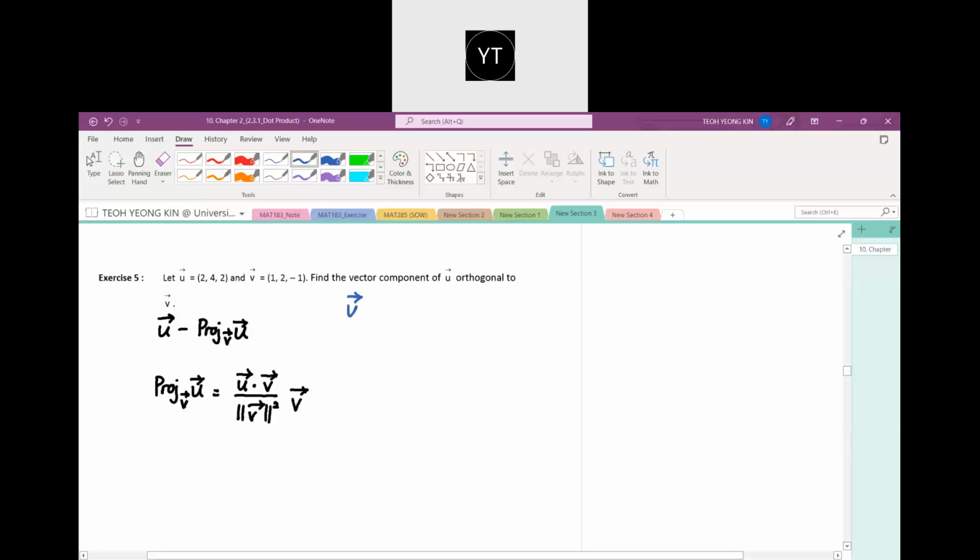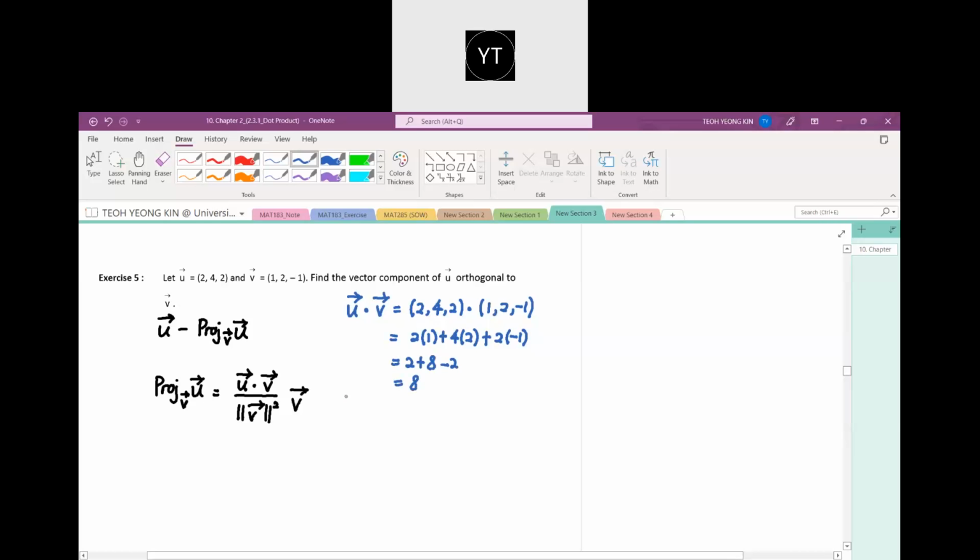The dot product of vector u and vector v. So vector u is (2, 4, 2) and the vector v is (1, 2, -1). So the dot product will be 2 times 1 plus 4 times 2 plus 2 times -1. So here we have 2 plus 8 minus 2. So here we have 8.